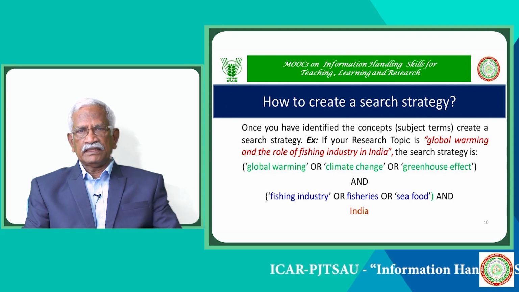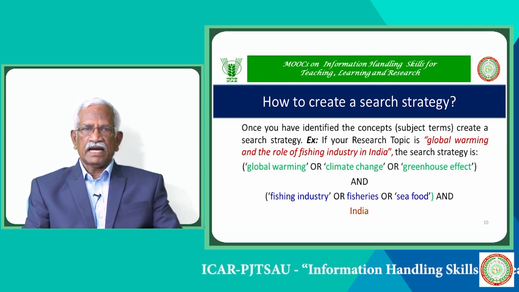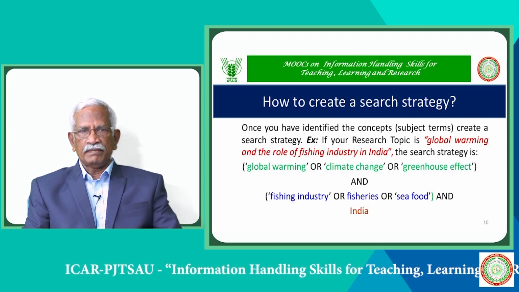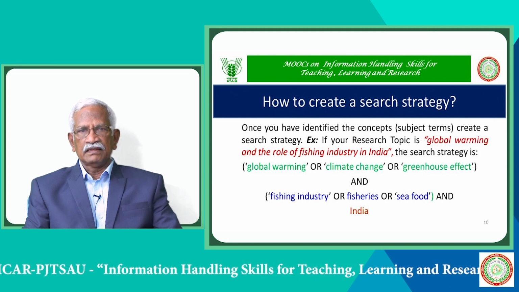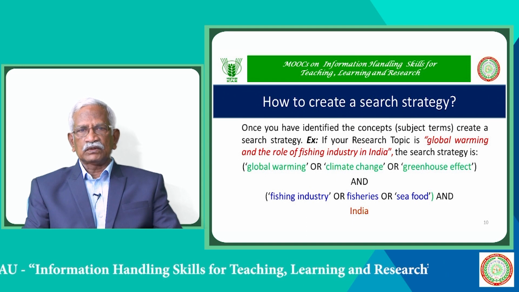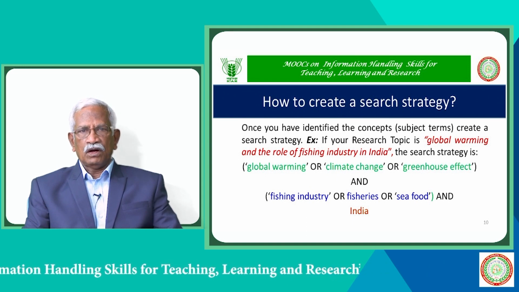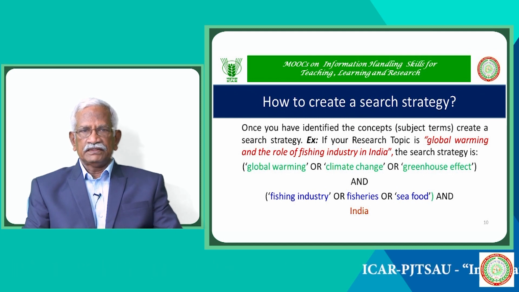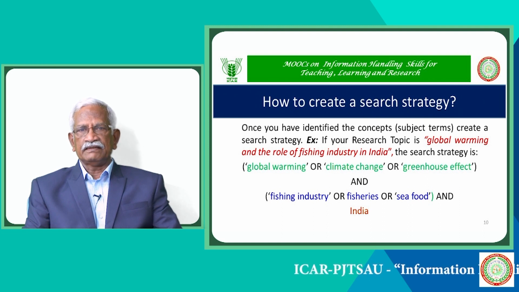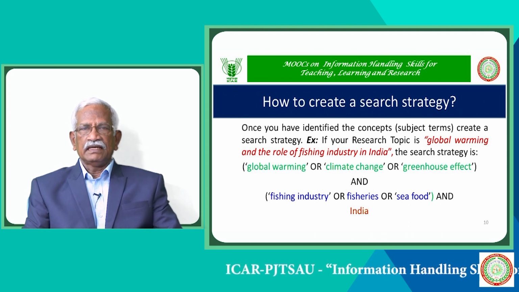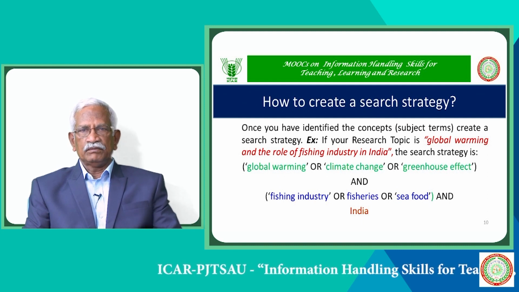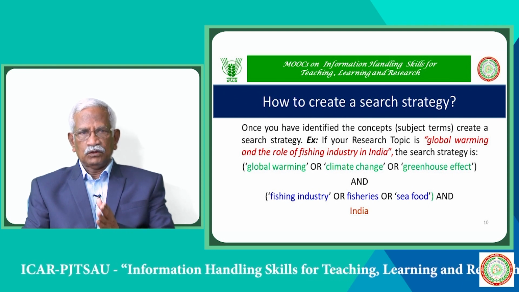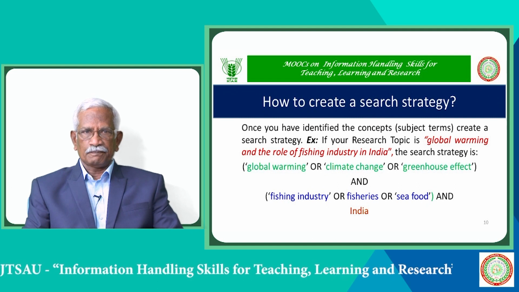How to create a search strategy? Once you have identified the concepts, that is subject terms, create a search strategy. For example, if your research topic is global warming and the role of the fishing industry in India, the search strategy looks like this: global warming or climate change or greenhouse effect, and within brackets fishing industry or fisheries or seafood, close the bracket, and India. If you look at the screen, you will be able to understand the search strategy which is created for a topic like global warming and the role of the fishing industry in India.